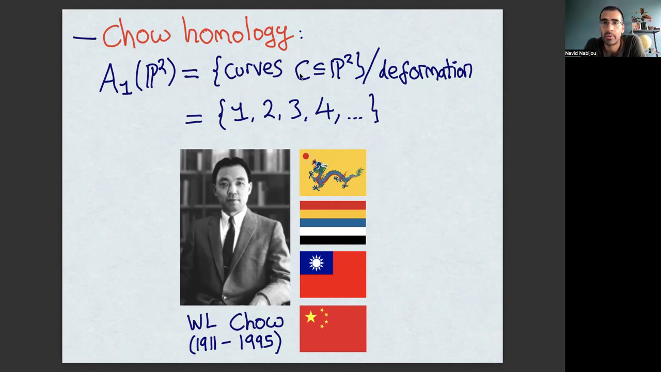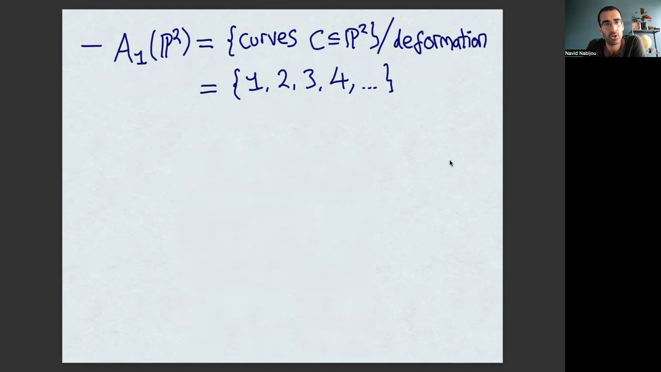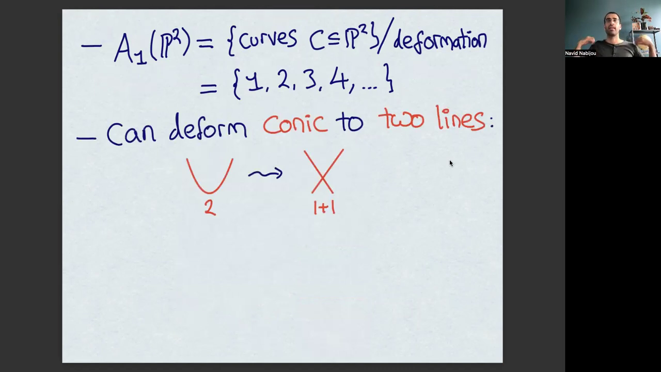We've got this idea that we want to look at curves up to some notion of deformation. So there are these equivalence classes, and basically if we do this, the only information we really retain about the curve is its degree, okay? So at the moment, this is just some sort of set, but we can do a bit better than that. So what we notice is that, for example, I can start with a conic, which is supposed to correspond to the 2 in this set, and I can deform it to a union of 2 lines, okay?